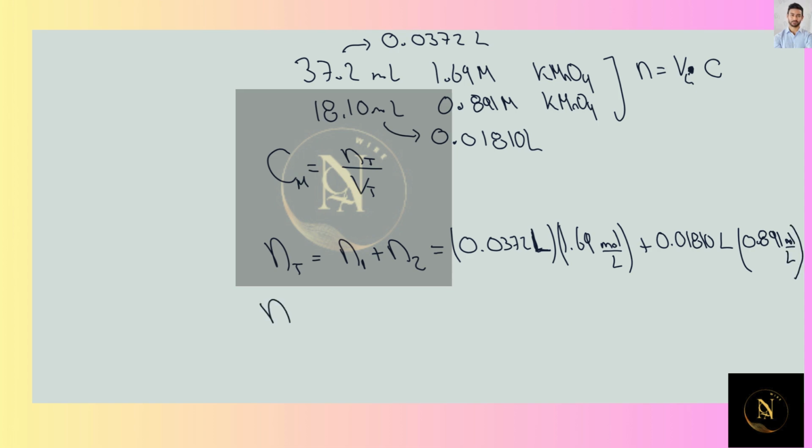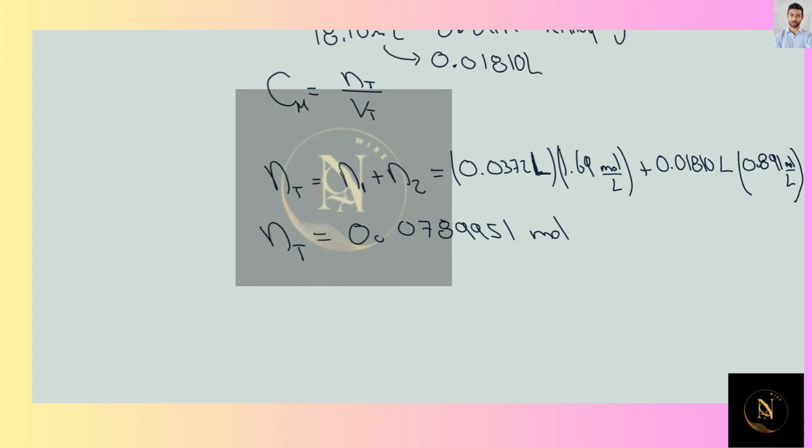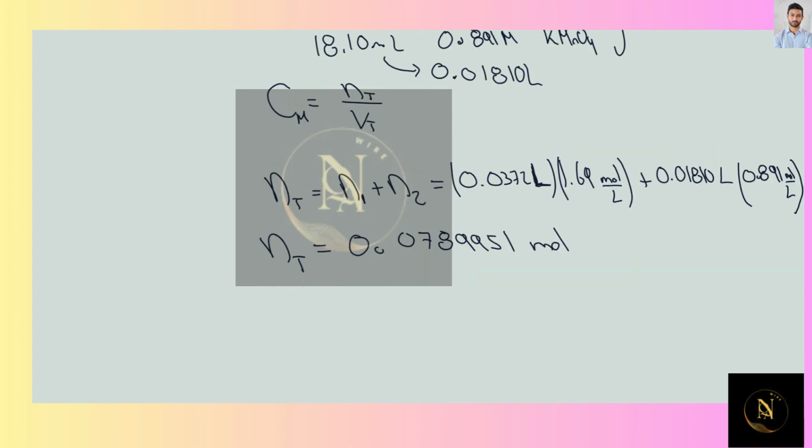So now the total amount of mole is going to be equal to 0.0789951 mole. I'm keeping all of the numbers here just to simplify at the very end for whenever we get our concentration. And the total volume is going to be directly the sum of both of the volumes. So 37.2 plus 18.1, 55.3 milliliters, which is going to be the same as 0.0553 liters.